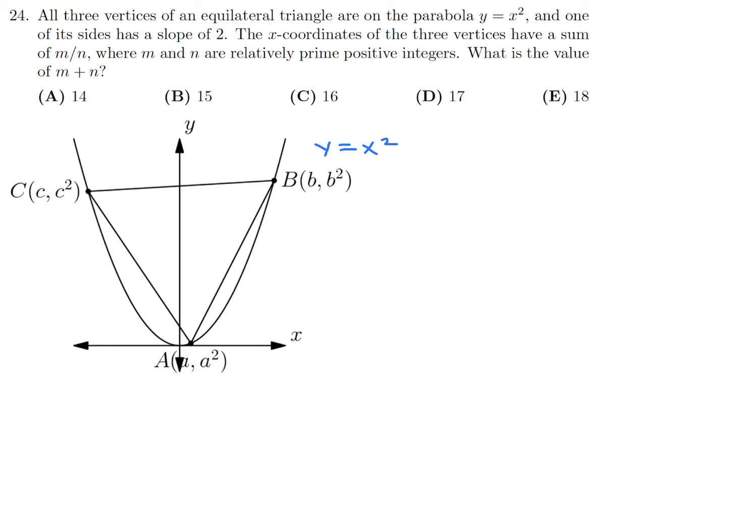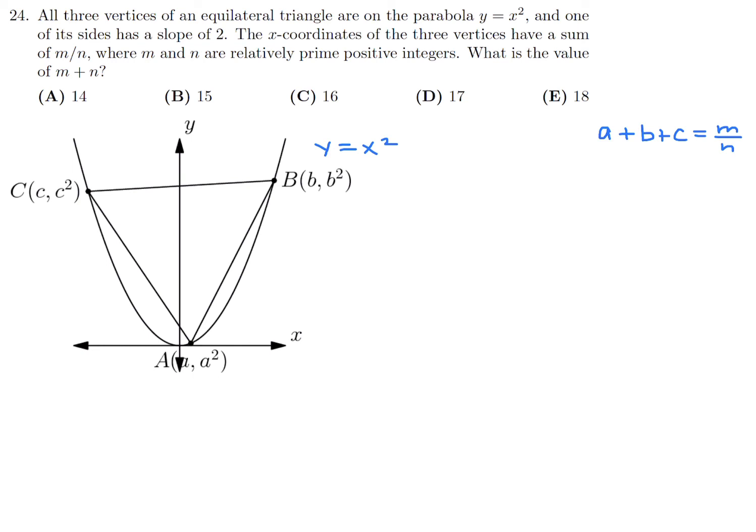And they want you to figure out what is a, what is b, what is c, and then add those 3 up. So eventually you will need to find a plus b plus c, and it will equal some fraction, m over n, and then they just want you to add m plus n. Okay, where do we begin?